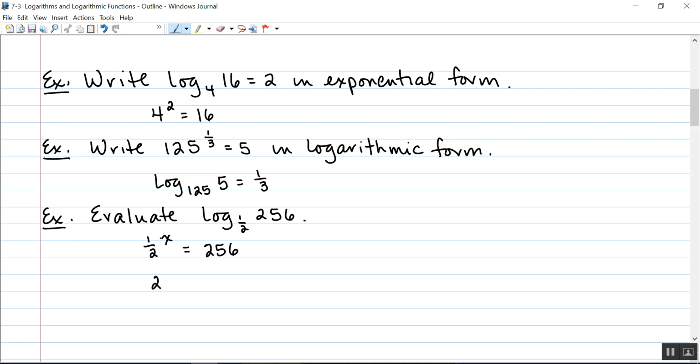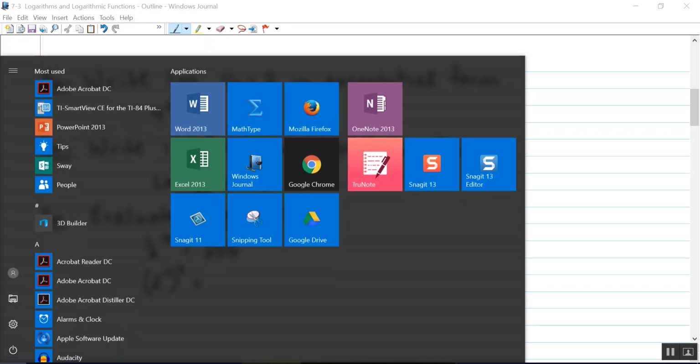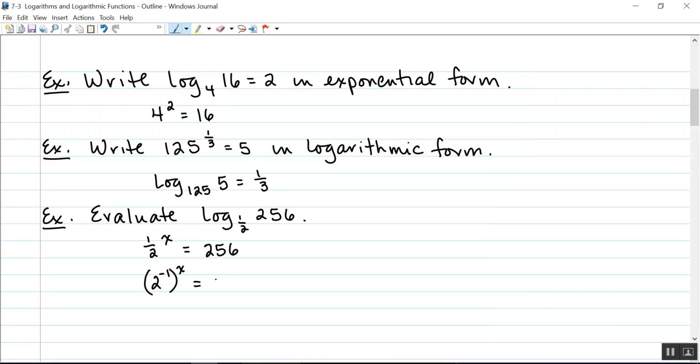I'm going to use a base of 2, so 1/2 is 2 to the negative 1, raised to the power of x, equals 256, which is the same as 2 to the 8th. Let's simplify this and get rid of the parentheses. 2 to the negative x, because negative 1 times x is negative x, equals 2 to the 8th. Now that I have the same base, I can just pull off the exponents and make them equal. Solving for x, x equals negative 8. So log base 1/2 of 256 is equal to negative 8, or 1/2 raised to the negative 8 power equals 256.